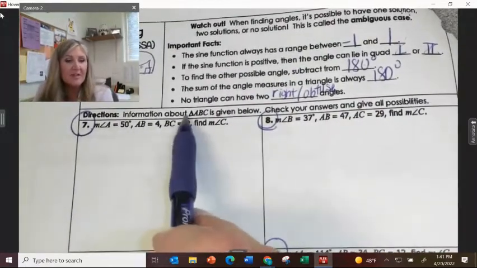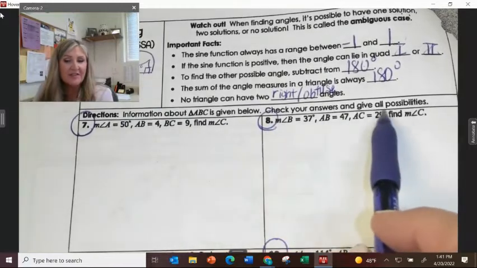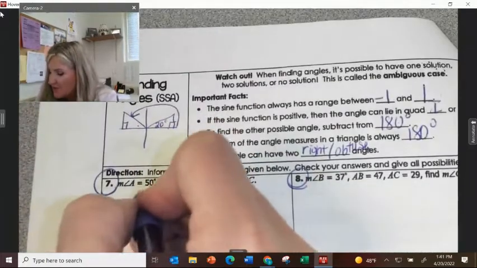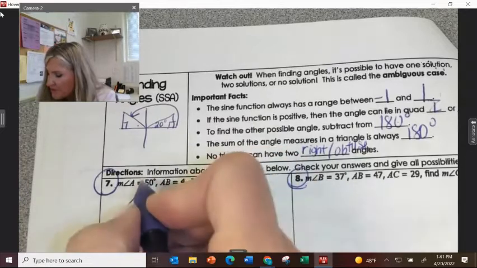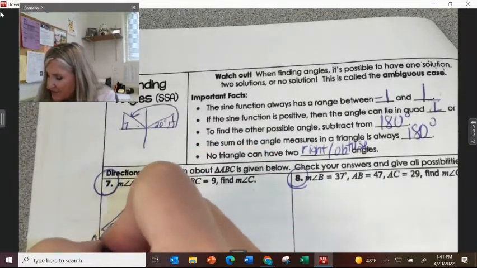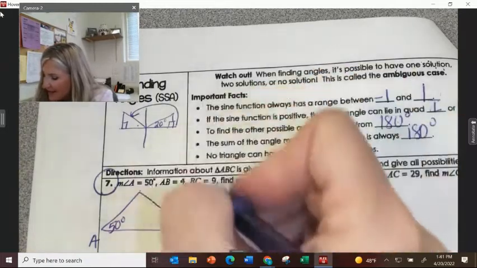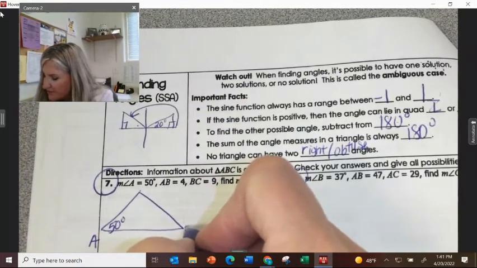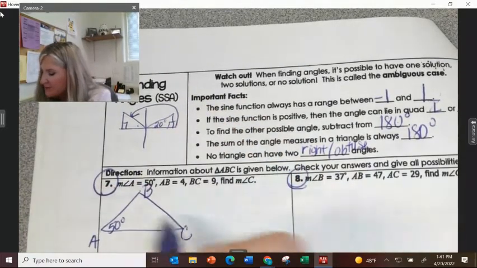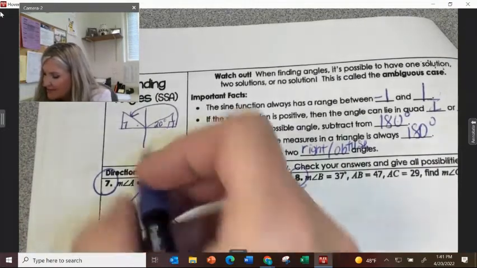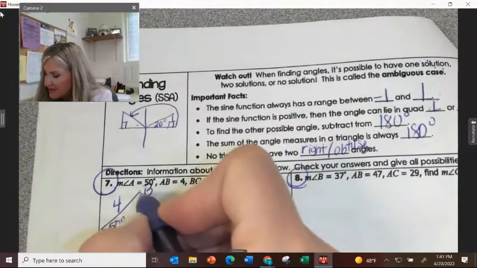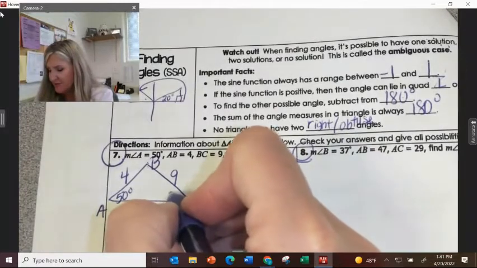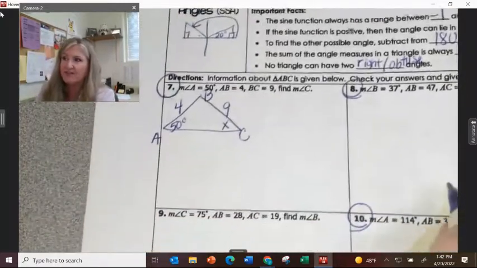All right. Information about triangle ABC is given below. Check your answers and give all possibilities. Okay, so we're trying to find angle C. We're going to draw a picture of this. We've got angle A right here is 50 degrees. Side AB is going to have a length of 4. Side BC, here to here, is going to have a length of 9. We're trying to find angle C, so I'm going to put an X right there on angle C. That's what we're trying to find.